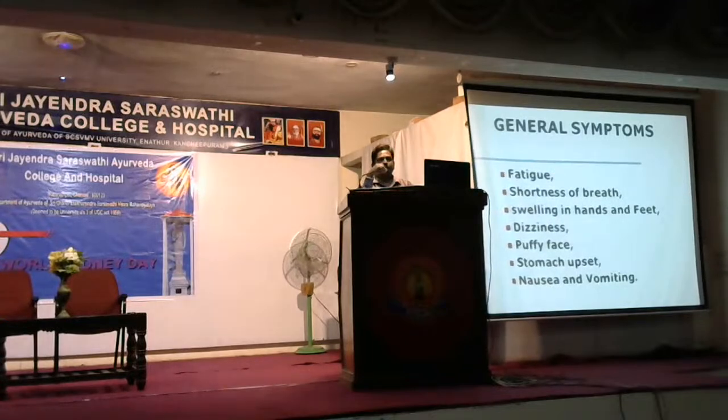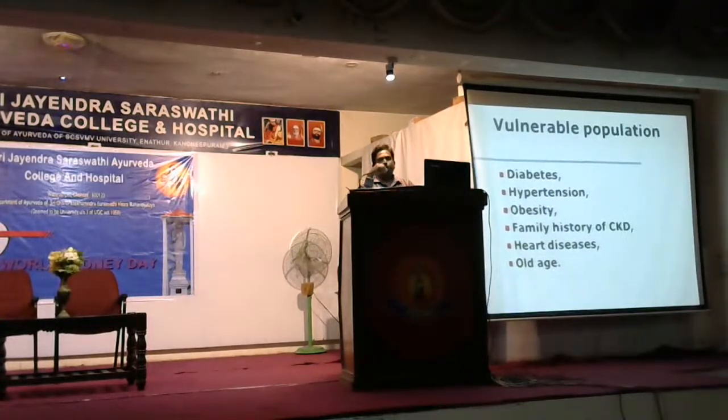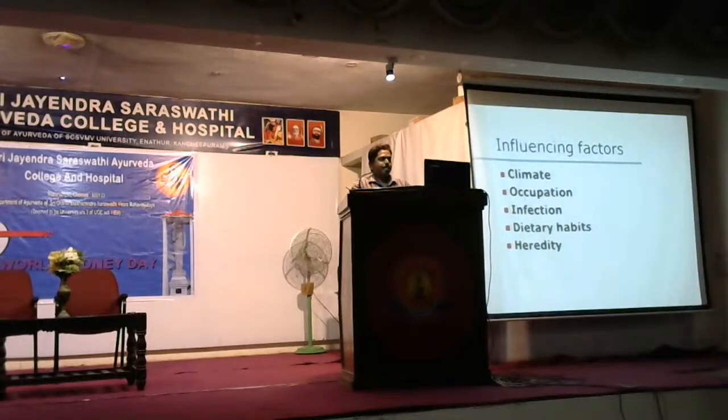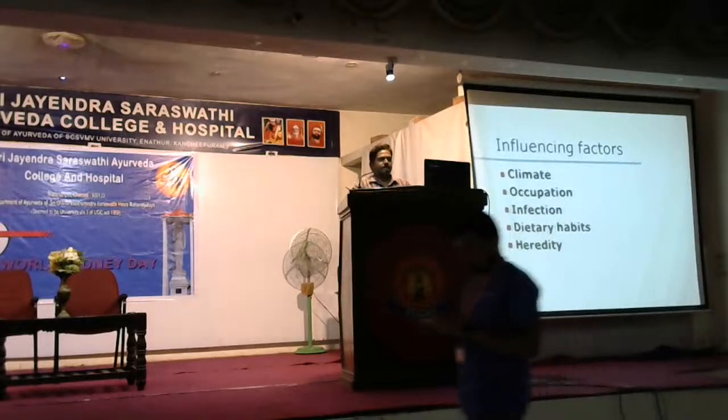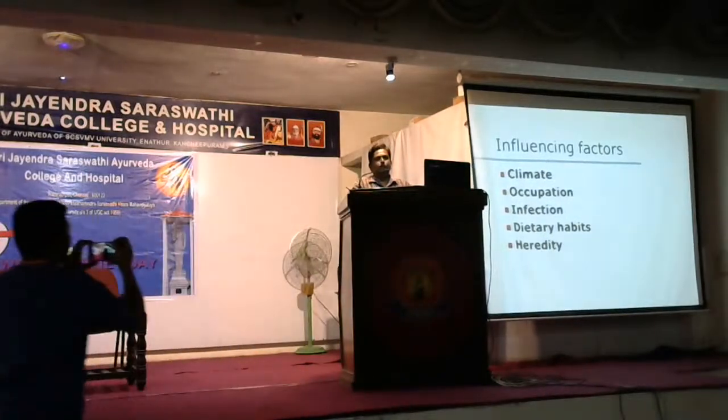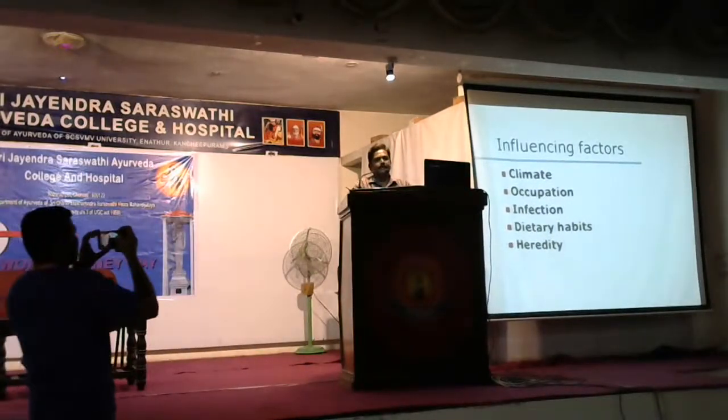These were already covered by previous speakers regarding general symptoms and the vulnerable population prone to kidney diseases. These are diabetes, hypertension, obesity, family history of chronic kidney diseases and heart diseases, and old age. These are the vulnerable population to get kidney diseases, and also influencing factors for more chances of kidney diseases.